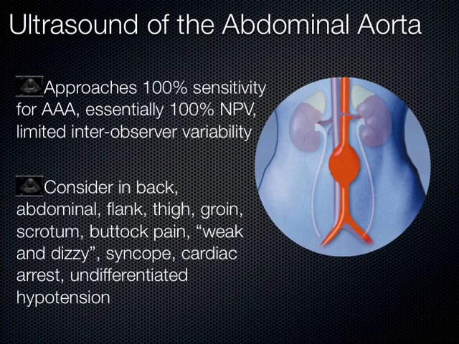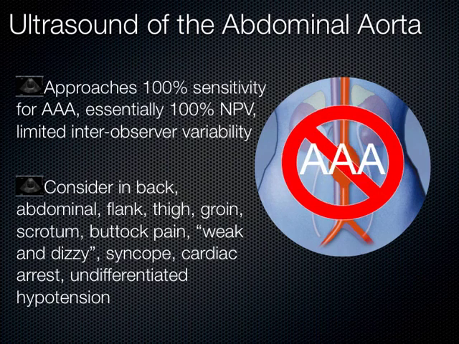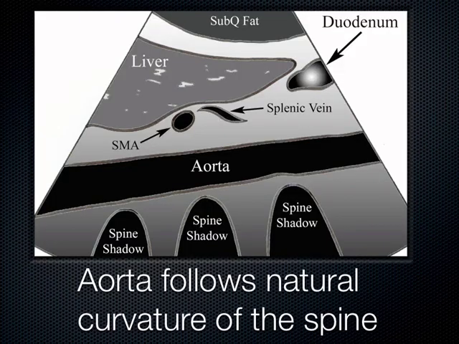Very operator dependent. So anybody could have back pain, flank pain, abdominal pain, thigh pain, groin pain, scrotal pain, buttock pain, just weak and dizzy. Syncope means passing out. They could be syncopal. They could be having cardiac problems. They could be standing right in front of you while you run a code, doing CPR. Why is this guy hypotensive? So I really think about it in the case of undifferentiated hypotension. So we're going to show you now how to rule out a AAA.